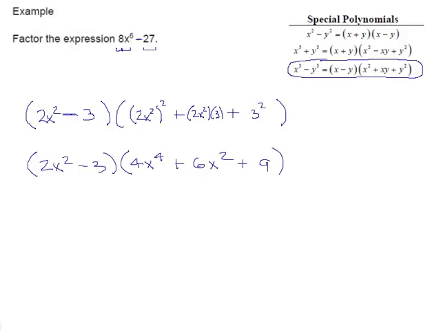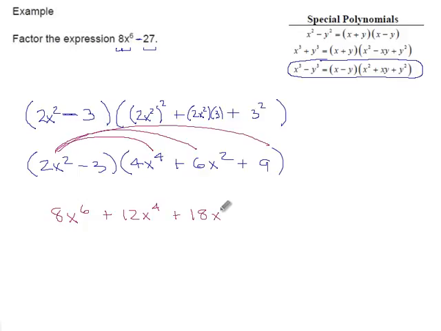Does that really work? Let's see. If we expand it, we get 8x to the sixth. Then I have to distribute through here. 2x squared times 6x squared gives plus 12x to the fourth. 2x squared times 9 gives me 18x squared. Now I take the minus 3 and go through everything again.